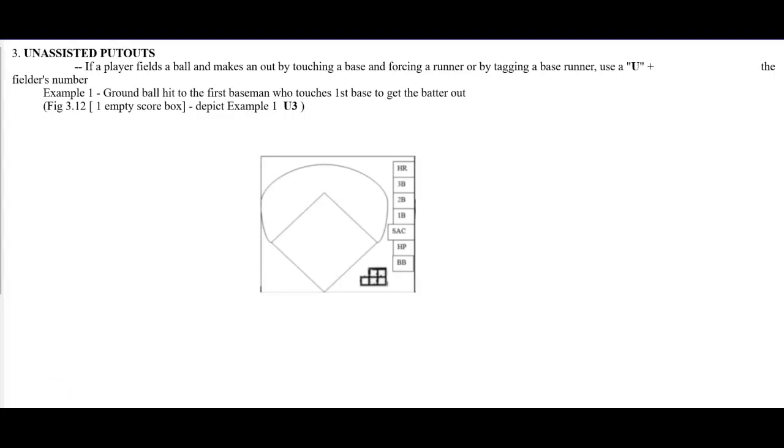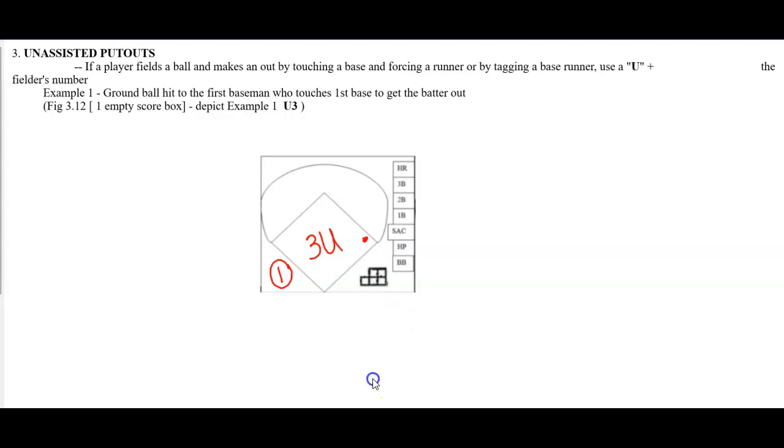So in this example, a batter hits a ground ball to the first baseman, who fields the ball and touches first base to get the batter out. We would score that as 3 for the first baseman who fielded it, and U for unassisted, and that would be the first out of the inning.